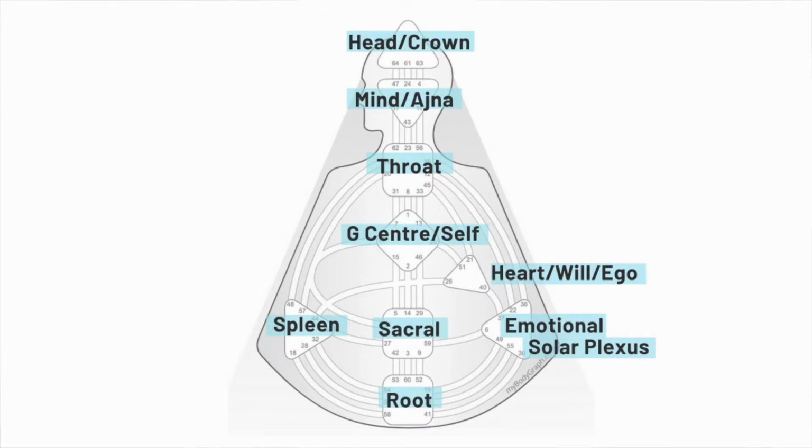Looking at the chart, from top to bottom, I'll put a graphic up here somewhere so you can follow along. You have at the very top the crown or the head, then there's the mind or the ajna, the throat, the G, the heart, sometimes also called the will center or the ego, the emotional solar plexus, the spleen, the sacral, and the root.